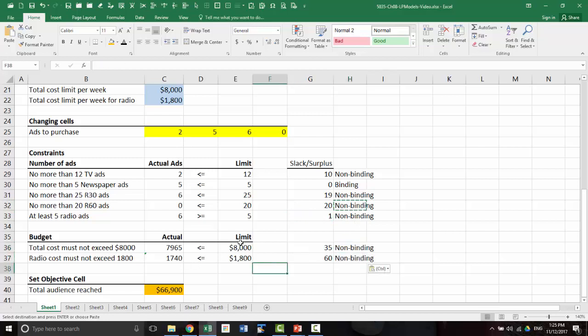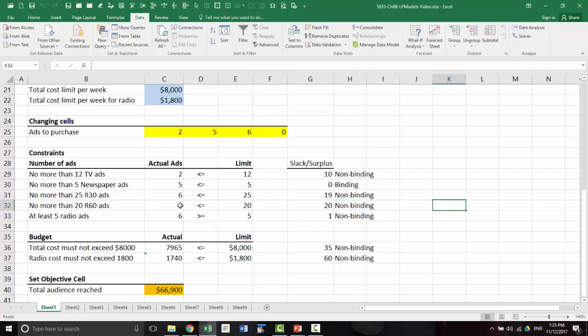So because we have a limit of 8,000, we are running only 7965. Limit of 1800, we are spending only 1740. Okay, if we want sensitivity report, then we have to run solver again, but sensitivity report for when you have integer constraints, it won't work. So if you want sensitivity report, then you have to go back.